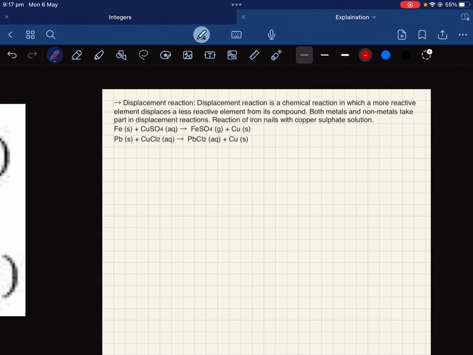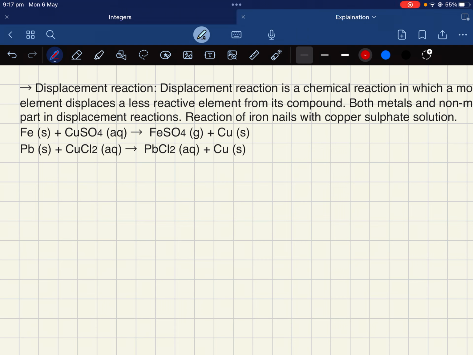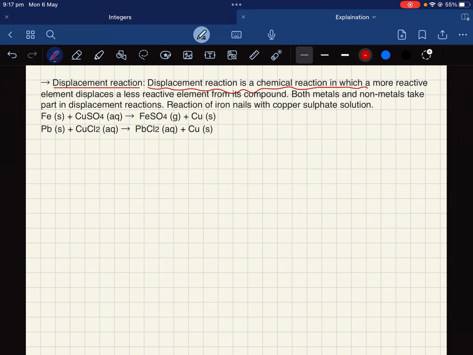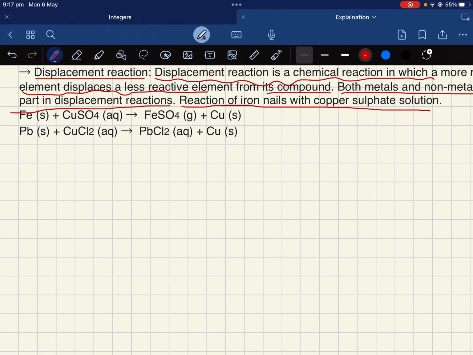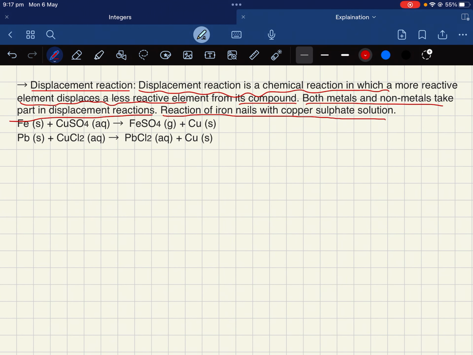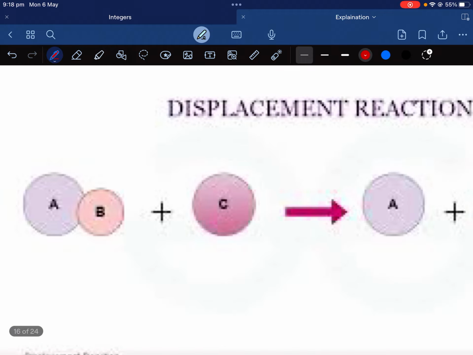Next we have displacement reaction. Displacement reaction is a chemical reaction in which a more reactive element displaces a less reactive element from its compound. Both metals and non-metals take part in displacement reactions. Reaction of iron nails with copper sulfate solution, for example. Okay, let us learn this with the help of an image.